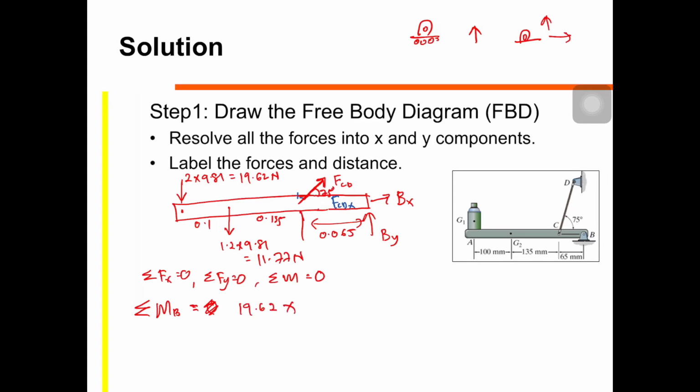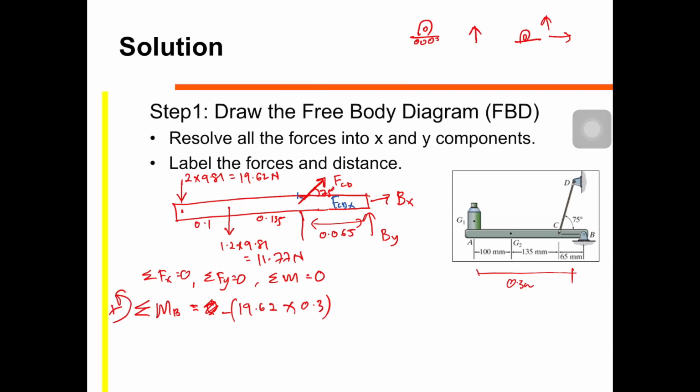So you have 19.62 times the distance from here to here. How much is it? 0.1 plus 0.135 plus 0.065, 0.3 meter. So times 0.3. This is minus, since this force will make it turn clockwise.